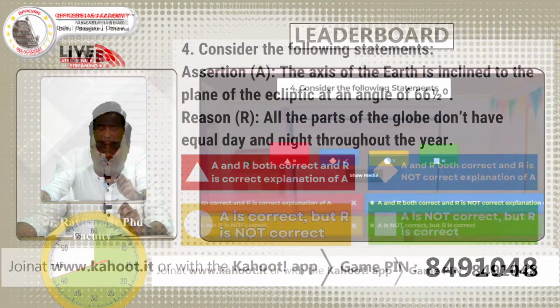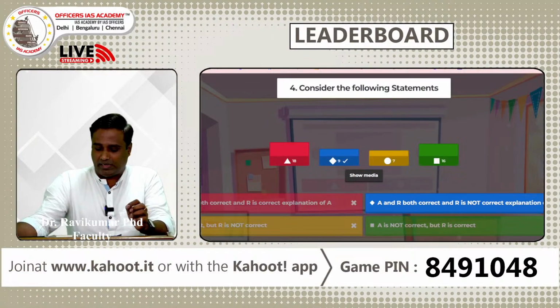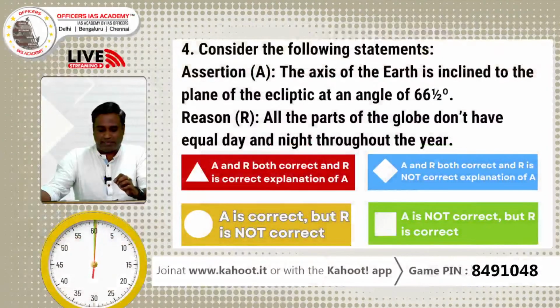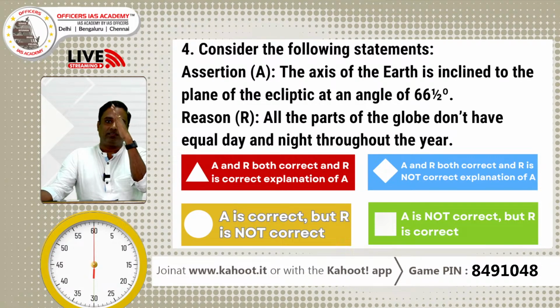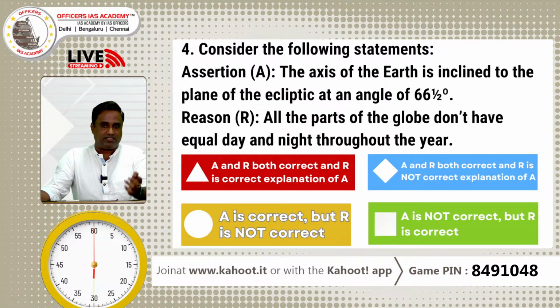So now we read the assertion. The axis of the earth is inclined to the plane of the ecliptic at an angle of 66 degrees. Many think this is wrong, maybe 23 degrees, but that is the tilt from the vertical. So it is inclined 67 degrees from the plane. That is the right statement. And we go to the reason. All the parts of the globe don't have equal day and night throughout the year. Yes, exactly, that is right. So the second statement is also right. So both A and R are right.